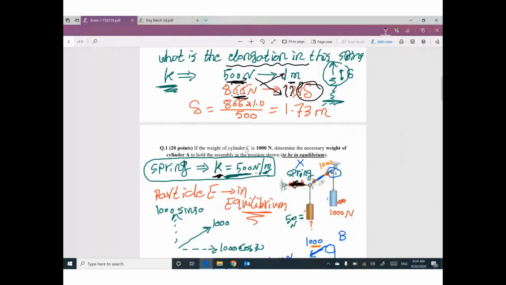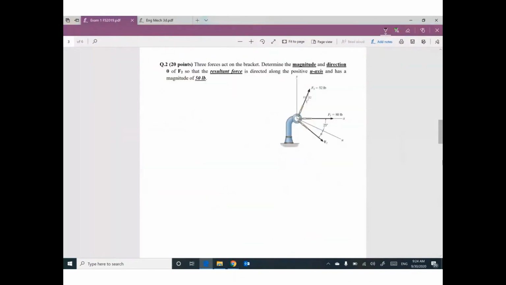Second question. We have a system of forces, F1, F2, F3. It looks like F2 is unknown, and the angle theta is unknown. The resultant force is given. We need to figure out the value of F2 and theta. We don't care what is required.